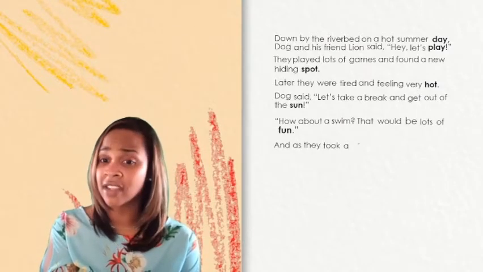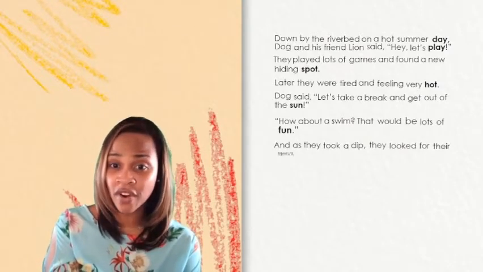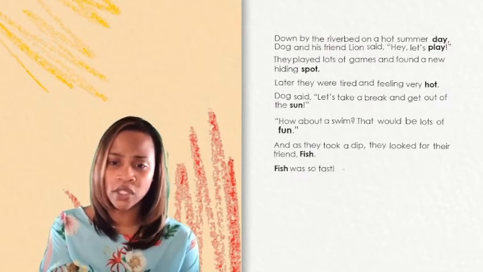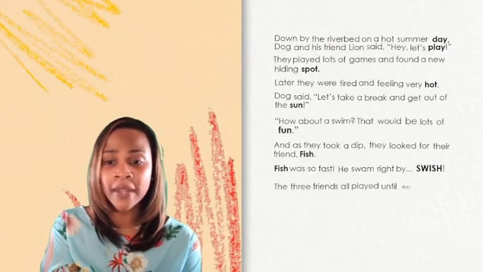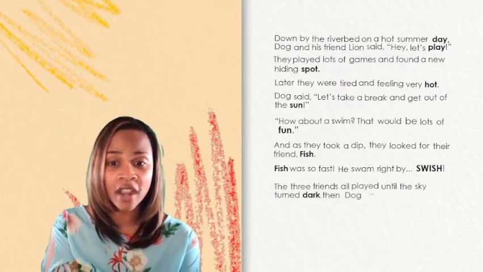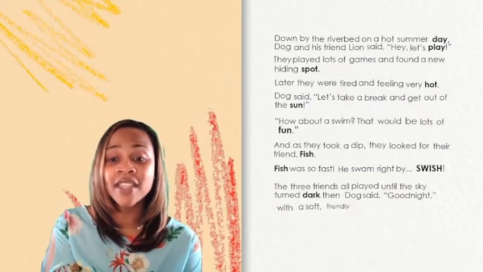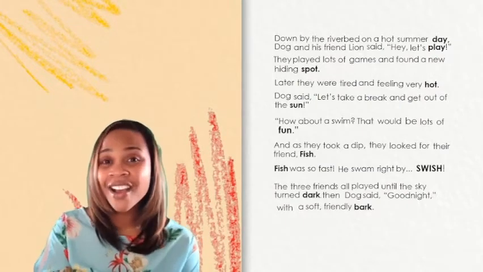And as they took a dip, they looked for their friend Fish. Fish was so fast, he swam right by, swish! The 3 friends all played until the sky turned dark. Then Dog said good night with a soft, friendly bark.